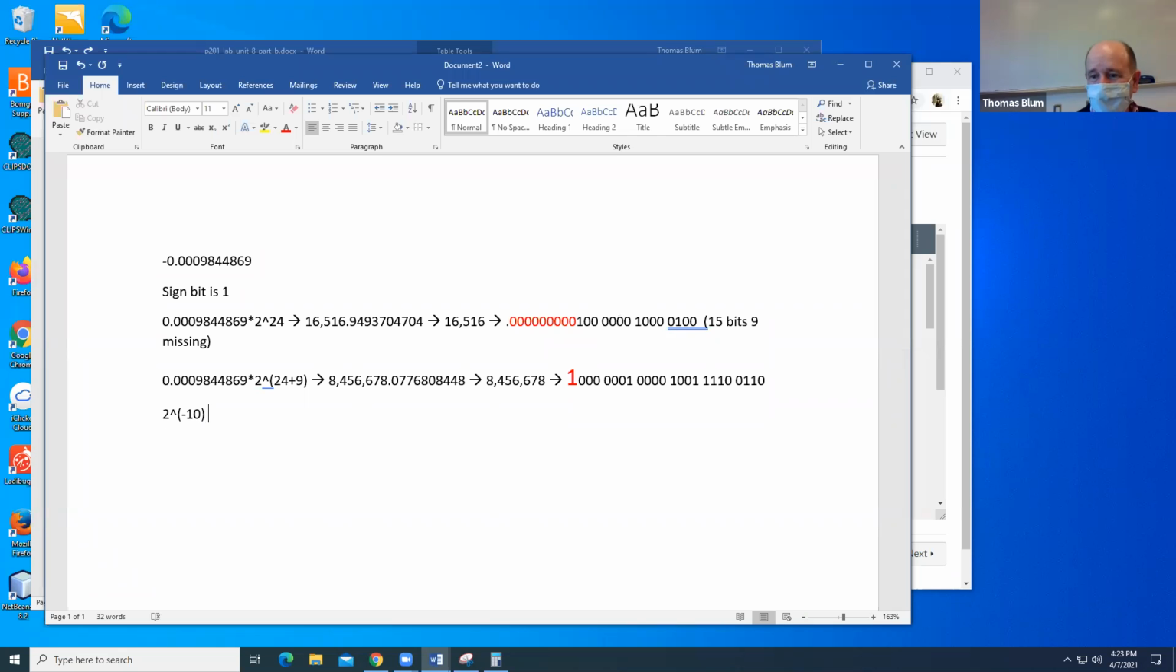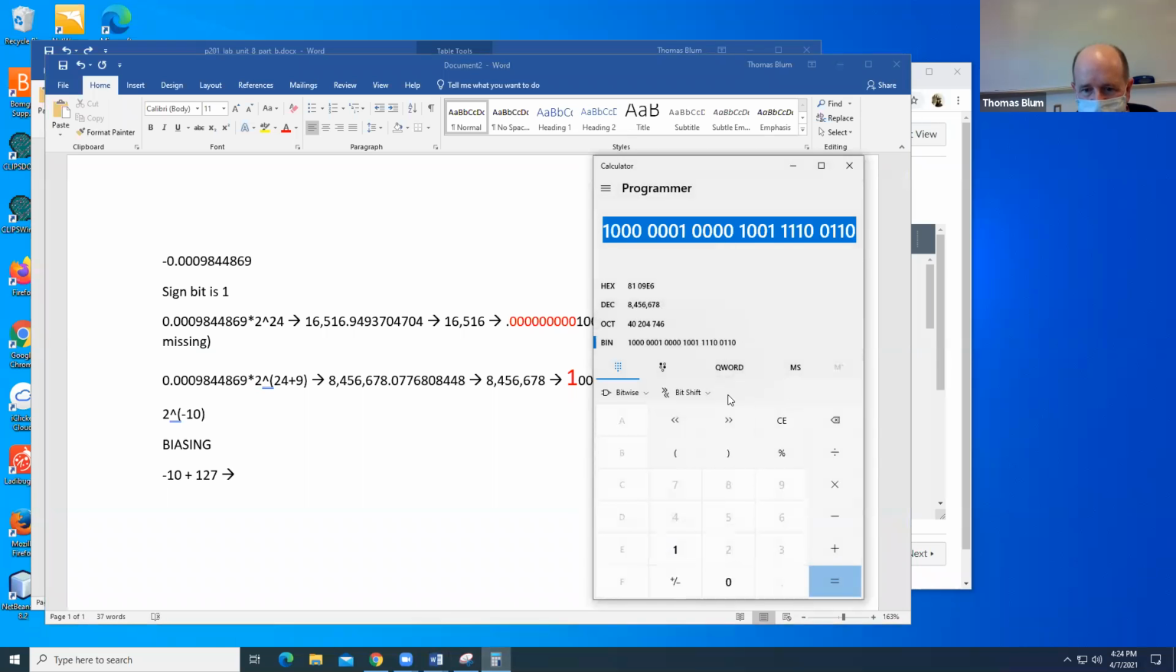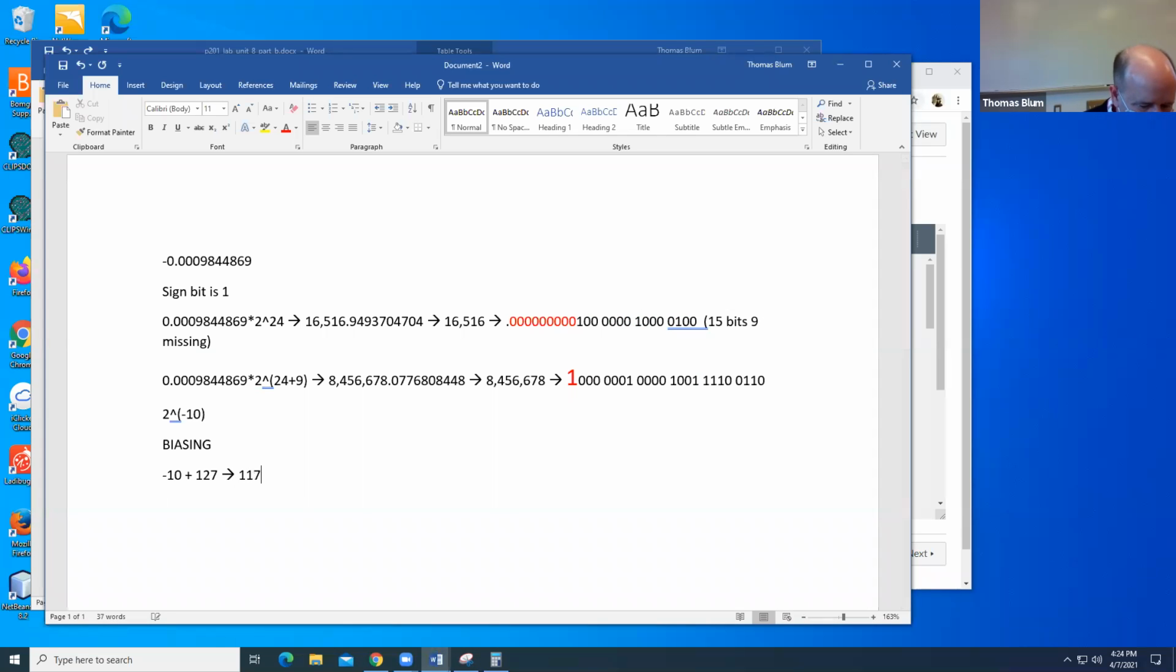And then I have to do my, what I call biasing. So I take the minus 10 plus my bias of 127. And so here I'm in programmer mode, clear, decimal: 127 minus 10, which is 117, I knew that.